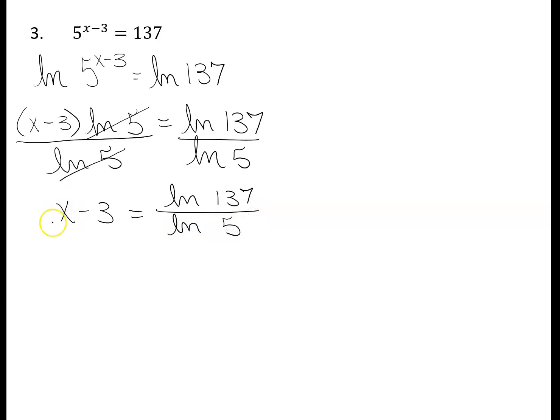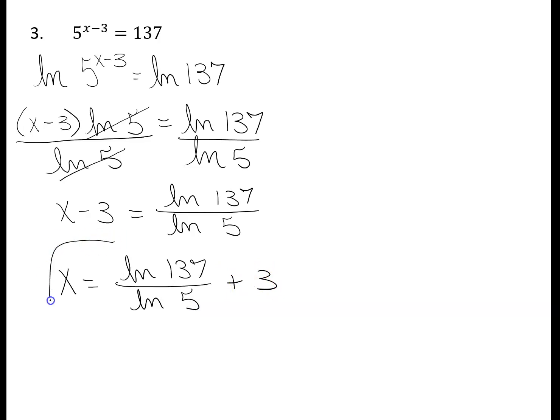And then last, to isolate my x, I would add 3. Now I cannot actually combine 3 with this fraction, so it would look like this. I would need to keep that log fraction. Then I'm going to put my plus 3 out to the side. And you could leave your answer in that form. So that's probably the easiest route to go to solve for x on that particular equation.